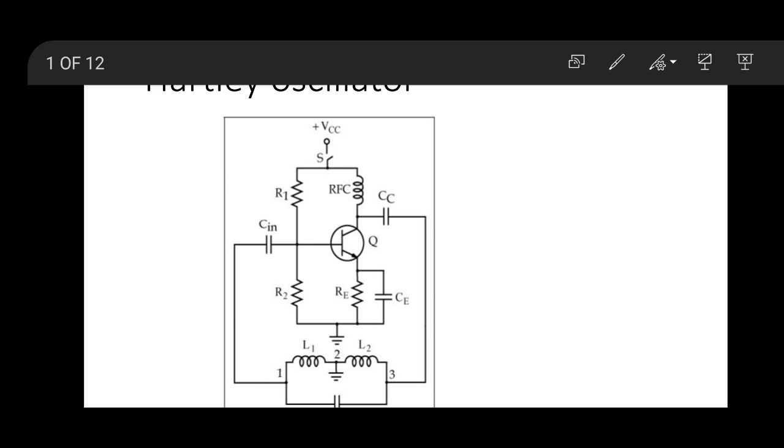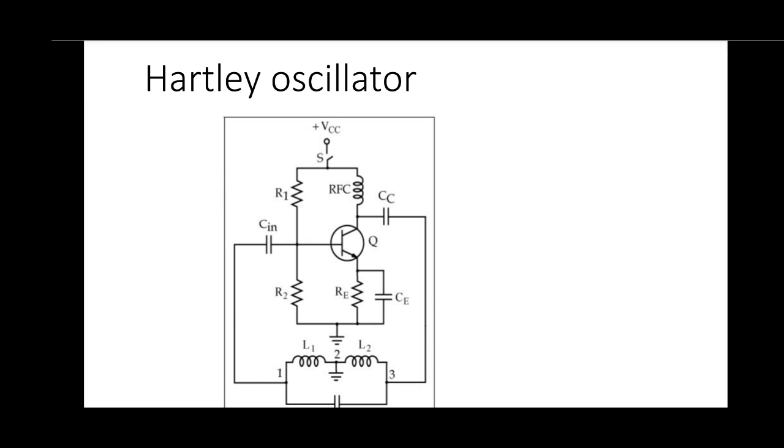This is the condition for sustained oscillation. The feedback loop gain of 1 and phase shift of 0 is called the Barkhausen criteria. We already discussed the tank circuit, how it works, what happens when the switch is closed, and how the oscillation is generated. Now we have to discuss the Hartley oscillator.